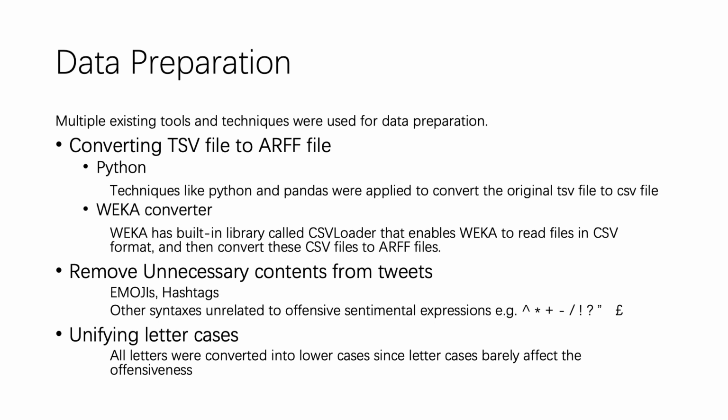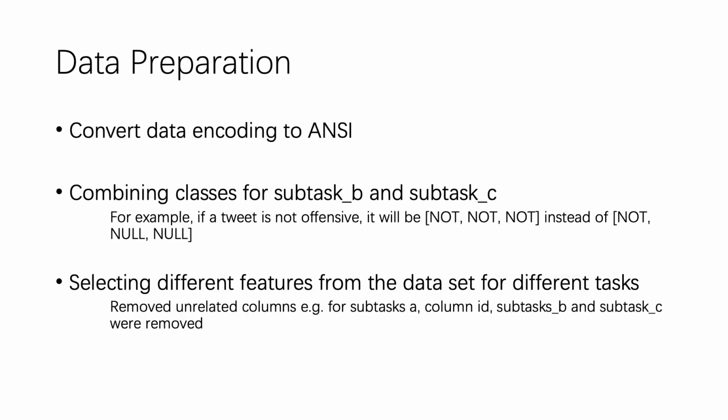Multiple existing tools and techniques were used for data preparation. Pandas and Python were applied to convert the original TSV file to a CSV file, and Weka has a built-in library called CSV Loader that enables Weka to read files in CSV format and convert them to ARFF files. We remove unnecessary contents from tweets, and all letters were converted into lower case, since letter case barely affects the offense. We convert data encoding to ANSI. Then we combine classes for subtask B and C, and we select different features from the dataset for different tasks.